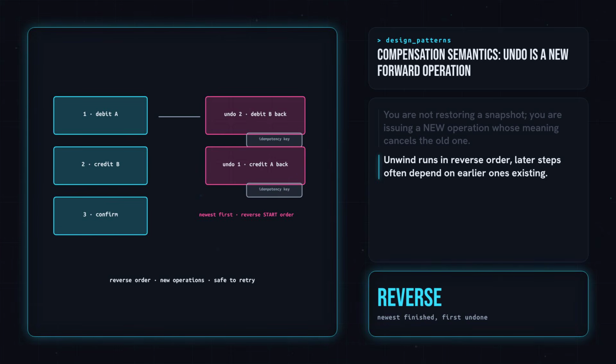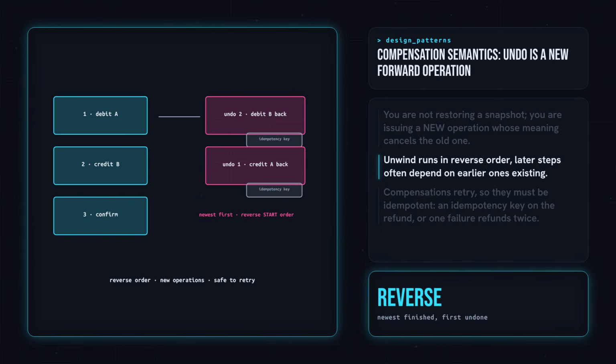Second, order matters. The unwind runs in reverse, because later steps routinely depend on earlier ones. You must cancel the shipment before you refund the order it belongs to. Undo the newest thing first, work backward to the oldest. Third, and this is where hand-rolled sagas quietly rot, compensations run at the worst possible moment.